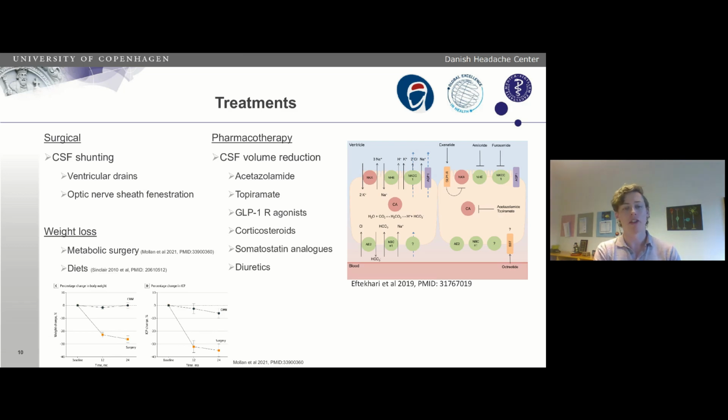And these work by reducing CSF volume. So these are acetazolamide, topiramate, GLP-1 receptor agonists, which pretty soon phase 3 clinical trials have opened for this. So I'm looking forward to seeing the results from there. Corticosteroids have been used, somatostatin analogs have been used, and diuretics. However, the clinical basis and evidence for these drugs is lacking, and they are hampered by quite strong side effects. So better therapeutics are needed.